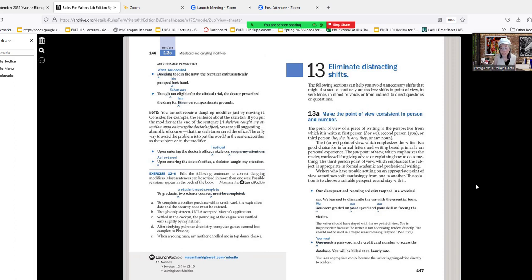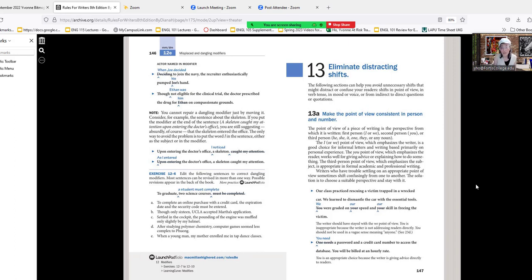The point of view of a piece of writing is the perspective from which it is written. So a piece of writing could be written from the first person, I or we, second person, you or your, or third person, he, she, it, one, they, or any noun. The I or we point of view, which emphasizes the writer, is a good choice for informal letters and writing based primarily on personal experience. The you point of view, which emphasizes the reader, works well for giving advice or explaining how to do something. The third person point of view, which emphasizes the subject, is appropriate for formal, academic, and professional writing.